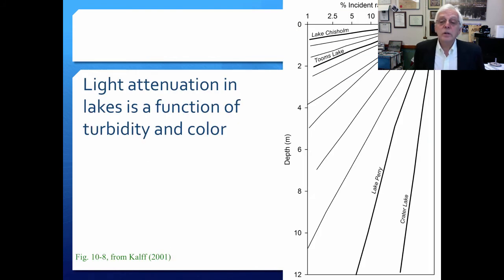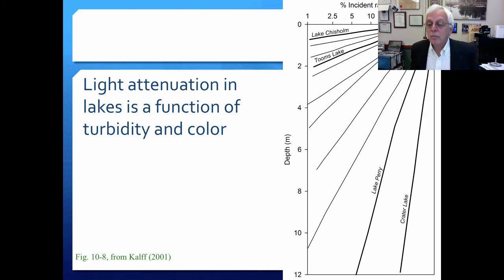Light attenuation is also a function of turbidity and color, and so here we see a bunch of those kinds of plots as we saw in the previous graph for a bunch of different sorts of lakes in the world. Here's a percentage of incident radiation and the depth, and we see this for places like Lake Chisholm, Toombs Lake, Lake Perry, Crater Lake. We know Crater Lake is a very, very clear system.